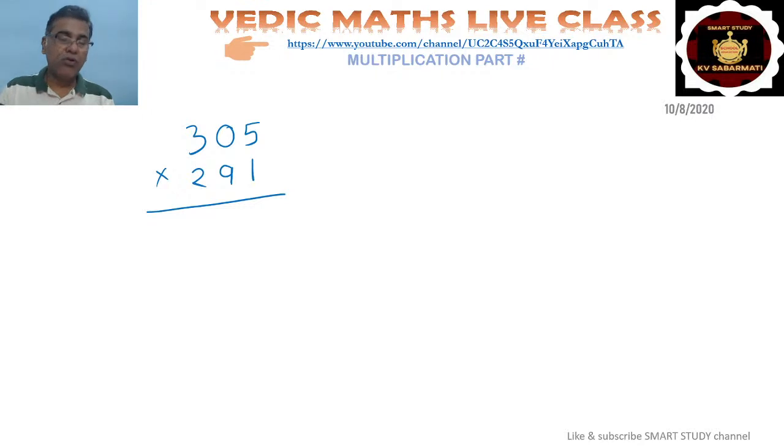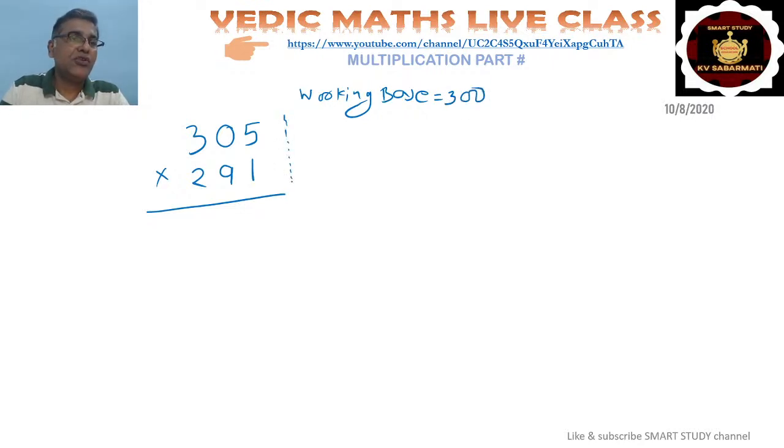So here, one number is 305 and one number is 291. Here I am considering the working base, based on which you will find the differences. Working base is 300. So 305 is 5 more, and 291 is 9 less. So 5 into 9 is 45, but since it is plus 5 and minus 9, this will become minus 45.